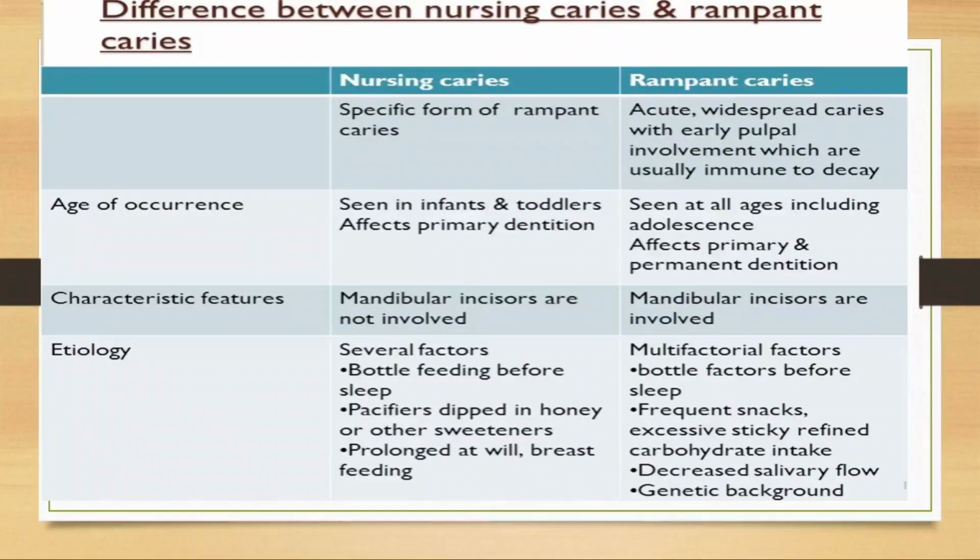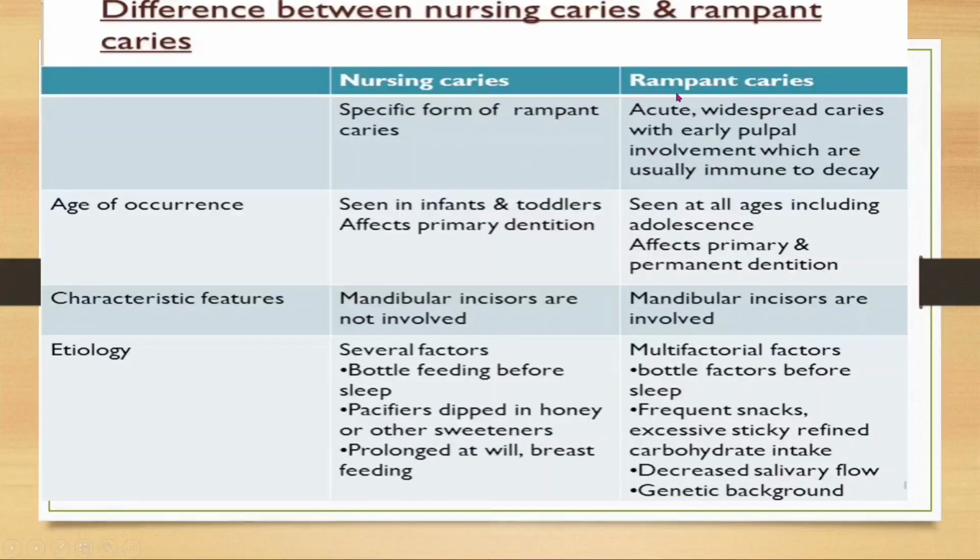So what is the difference between nursing caries and rampant caries? A very commonly asked question, and it's a very easy one, but it is still confusing for many students. They write opposite answers for nursing caries and rampant caries. So the first thing you need to understand is nursing caries is a specific form of rampant caries, because rampant caries is a bigger one. So nursing caries is a type of rampant caries.